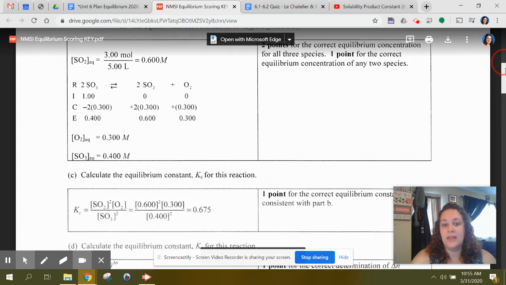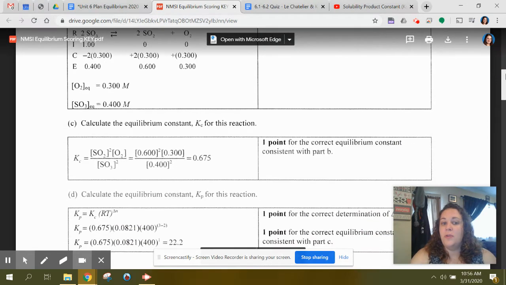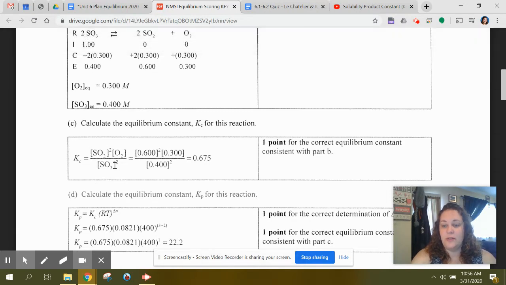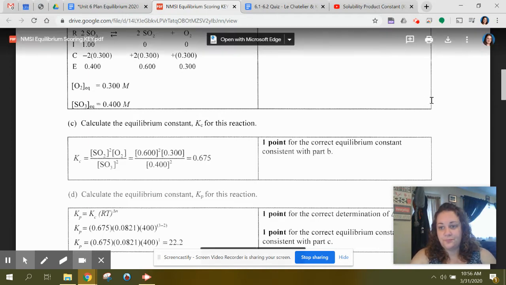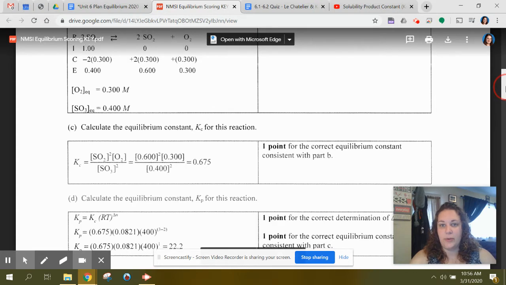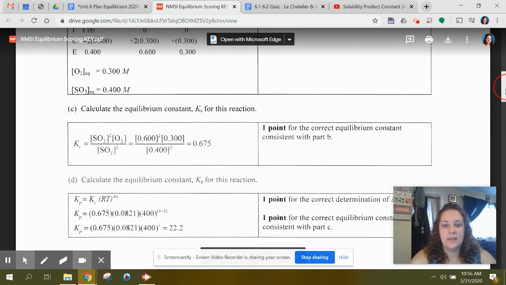Now to calculate Kc, just plug your concentrations into the expression you already had. So the concentration of SO2 squared times the concentration of O2 divided by the concentration of SO3 squared. Plugging all of those in, making sure you're typing it in your calculator right, we get the equilibrium constant is 0.675. Equilibrium constants are unitless because they're just a ratio of concentrations. They tell us where equilibrium lies, so don't use units.